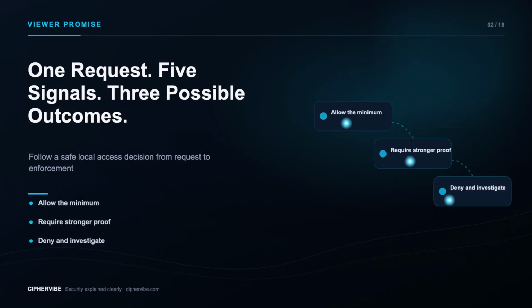In this CipherVibe episode, we will follow one fictional access request through identity, device posture, resource sensitivity, context, and policy. A local simulator produces allow, step up, or deny decisions from synthetic labels only. No real directory, cloud tenant, credential, token, or network service is touched.